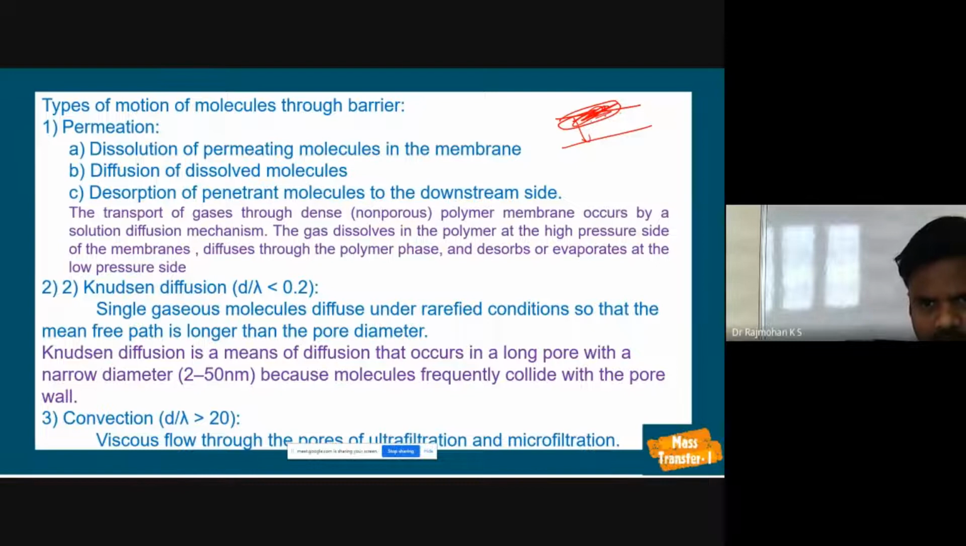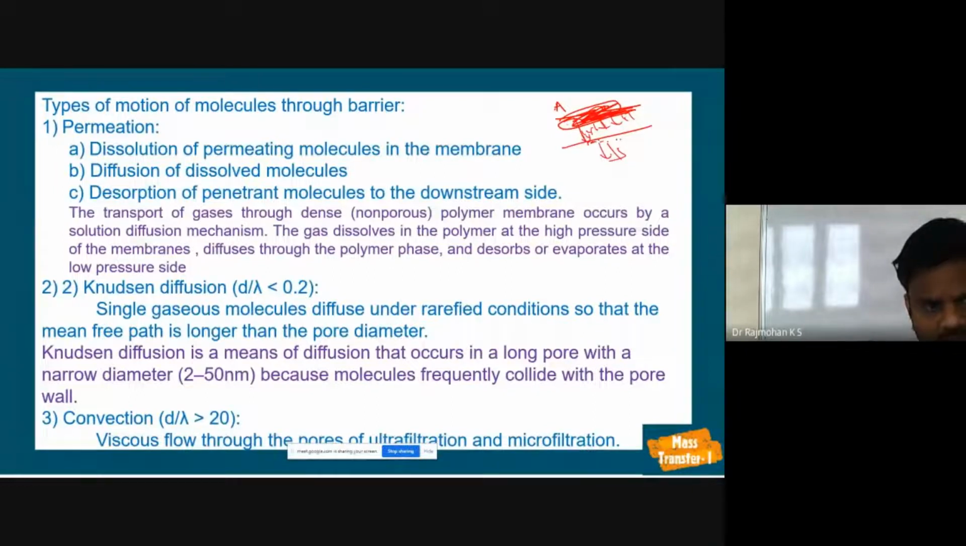First it has to dissolve, right? Based on the solubility, the species A will get dissolved into the top surface. Then it will slowly diffuse across this solid membrane. After reaching the other surface, it has to get evaporated, or sublimated. So this desorption will be taking place on the downstream side.